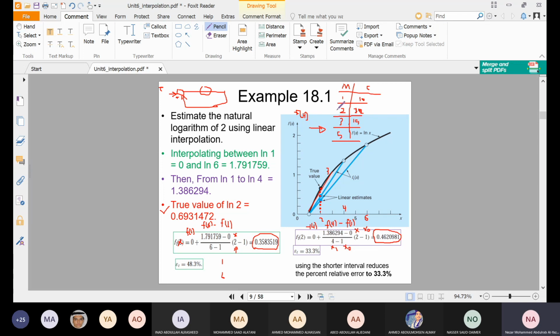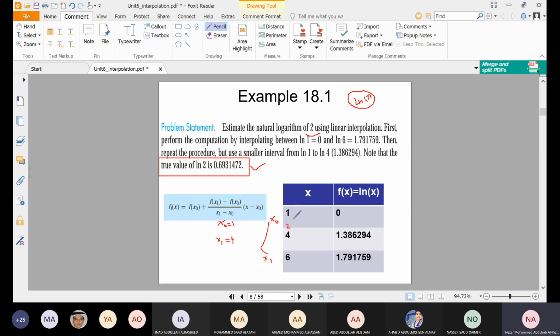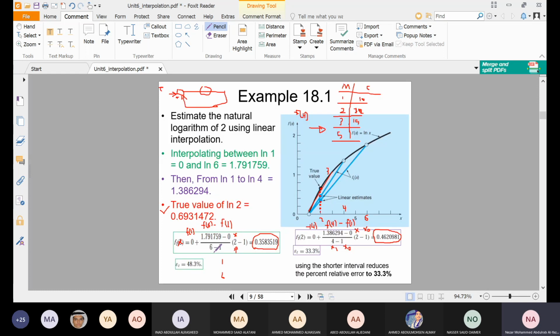From x0 here, for example, to x1 equal 5, this also includes this point. And from this example, we can see the table I use. I have 2 choices here. I need to estimate the value at 2, and 2 is located between 1 and 4. But for example, one student may take 1 and 6, the larger interval. And if we compare this with the shorter interval, this is our comparison here. You will see when we use a shorter interval, we can reduce the relative error.